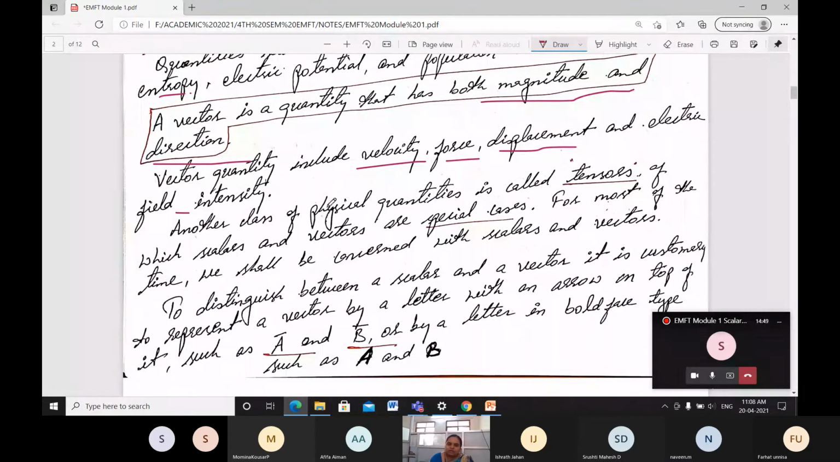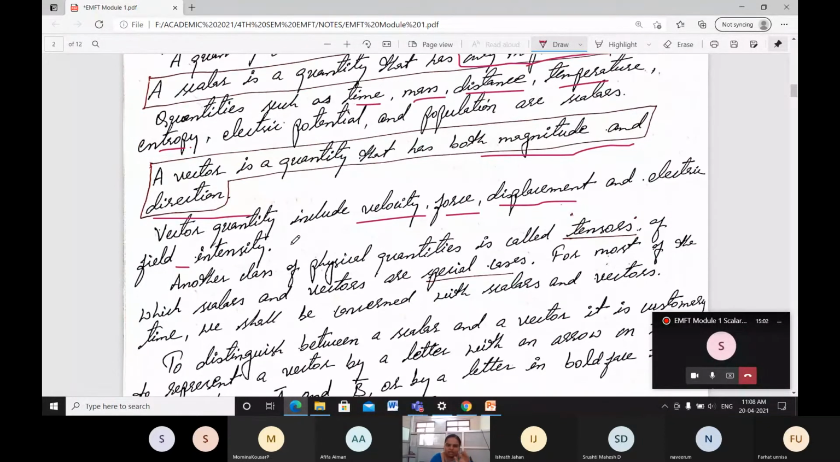Another physical quantity is the tensor, which covers special cases of scalars and vectors. We are not going to deal with tensors. We are just focusing on vectors and scalars only.